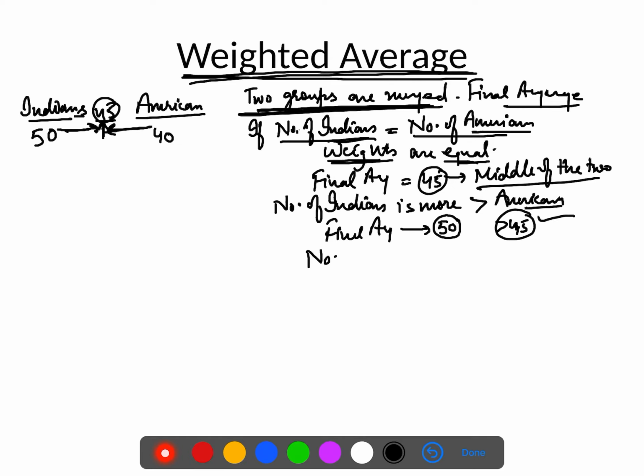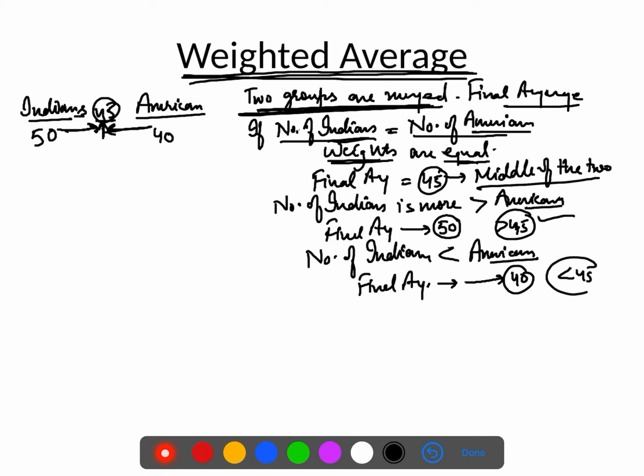And if the number of Indians is smaller as compared to the number of Americans, that means the pan of Americans has a bigger weight, so the needle or the final average will shift towards 40, towards that pan. That means it will become less than 45. So from 45 it will go towards 40, so it will become like 41, 42, 43, any such number. So that's the concept here. Same weights, same number of people on both sides, the average will be the exact midpoint, otherwise it will shift towards the heavier pan.